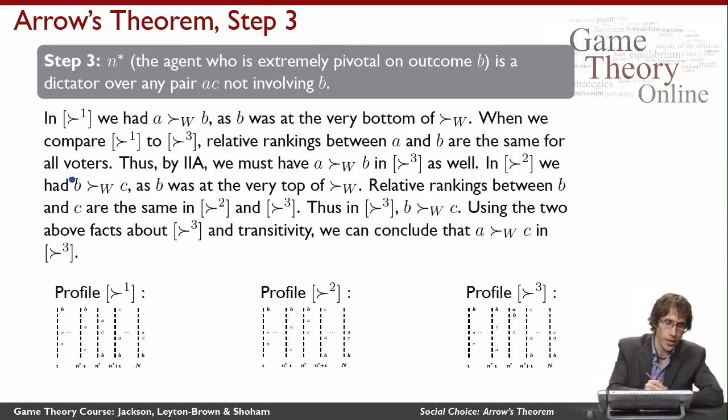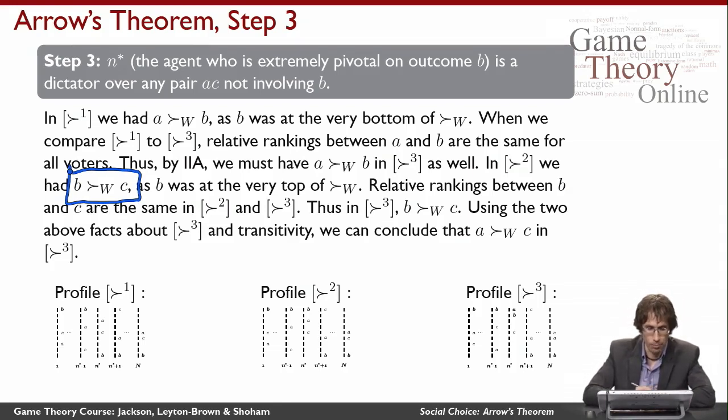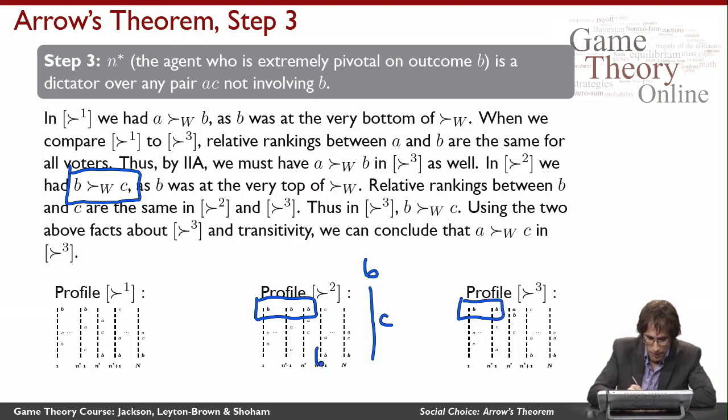So in pref 2, we had that B was socially preferred to C because we know that in pref 2, B was at the very top of the social ordering. And so wherever C was, it was somewhere further down. And in a similar way to what we argued before, the relative rankings between B and C are the same in pref 2 and pref 3. Let's see why that is. For all the agents other than n star, B is in the same extremal position in both cases. So wherever C is, its ordering must be the same.